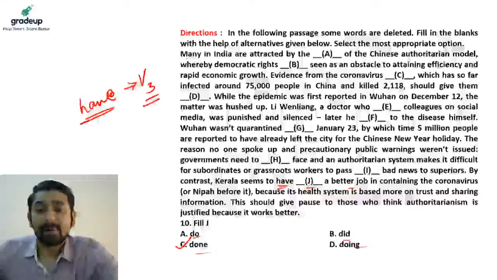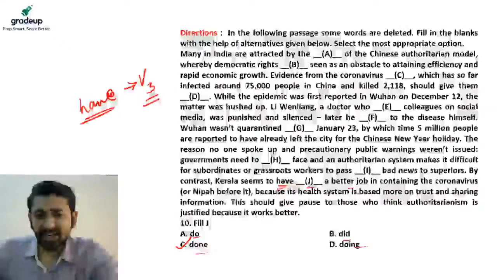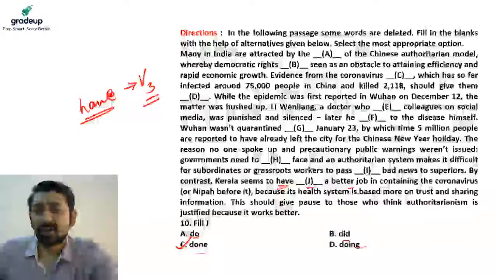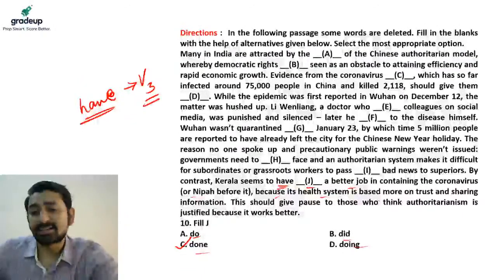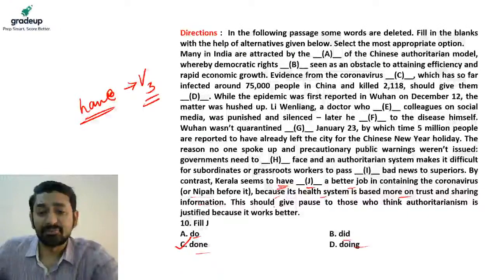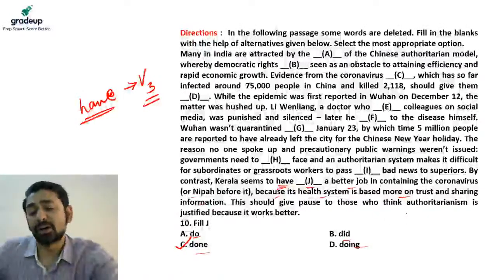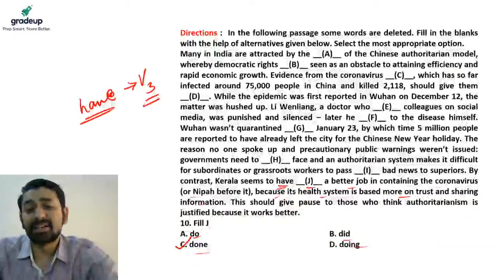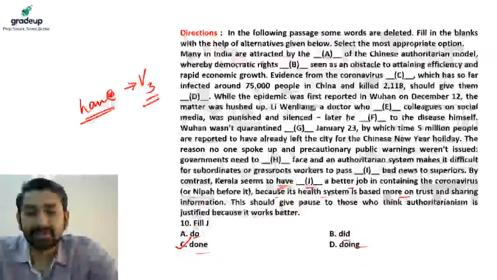Absolutely correct. Okay. So Kerala seems to have done a better job in containing the coronavirus or Nipah before it, because its health system is based more on trust and sharing information. This should give pause to those who think authoritarianism is justified because it works better.